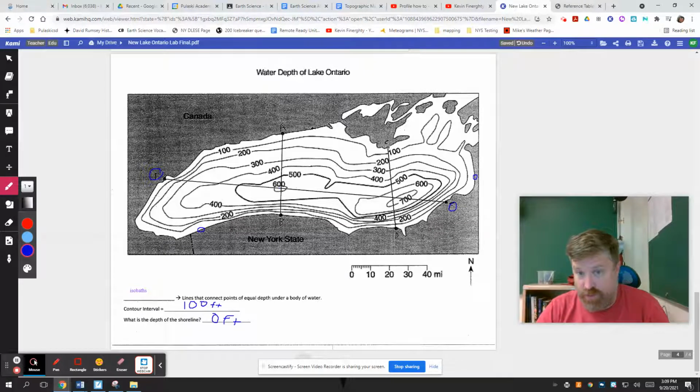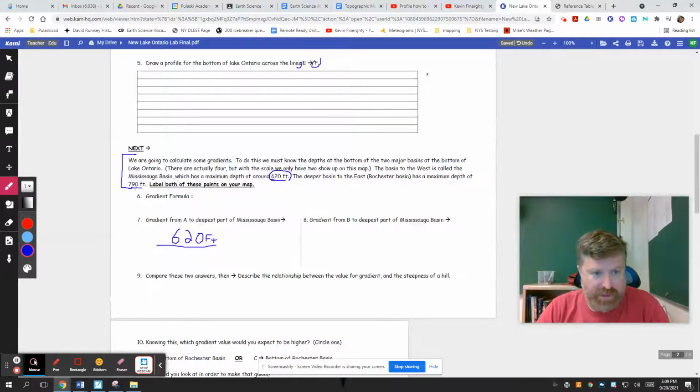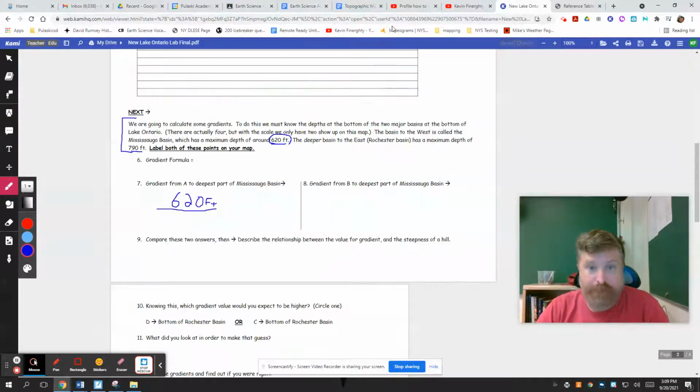Same deal with the Mississauga. I'm sorry, this is the Rochester one. The Rochester one, which says that it's 790. So these are going to be going down 790 feet. How do we do it from D and C to get down there?